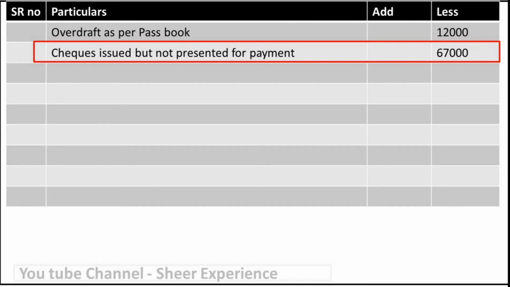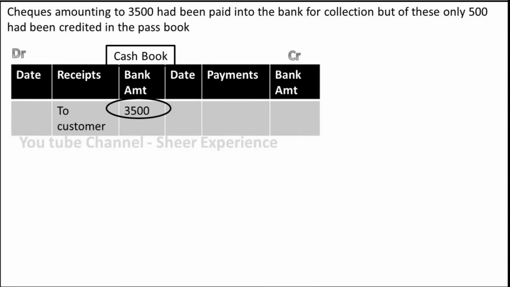Our next transaction is checks amounting to 35,000 had been paid into the bank for collection. But out of this only 500 had been credited in the passbook. Checks amounting 35,000 paid into bank means deposited into bank. So when a check is deposited into bank, we mention the amount in the receipt side of the cash book as to customer and 35,000 in the bank amount column.